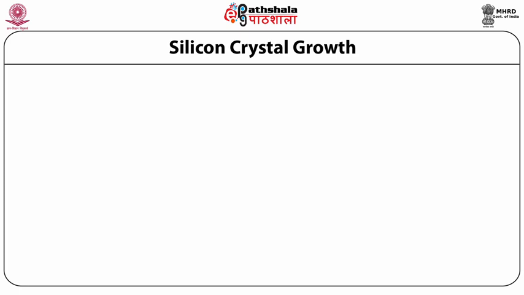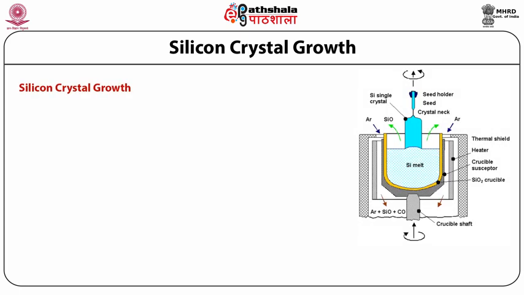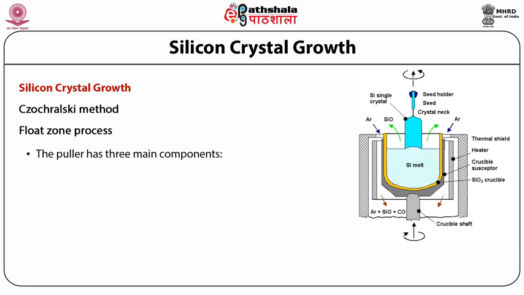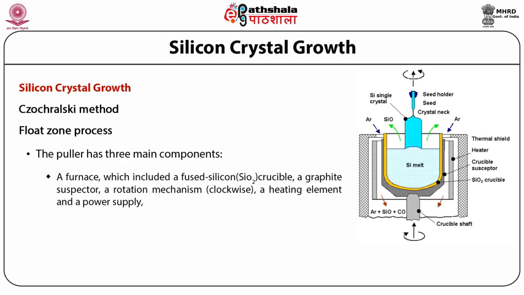So, there are two methods to fabricate a silicon crystal. First is the Czochralski method, and the second one is the float zone process. Here we will first discuss the Czochralski method. This technique uses an apparatus called a crystal puller as shown in this figure. The puller has three main components: a furnace which includes a fused silicon dioxide crucible, a graphite susceptor, a rotation mechanism which is clockwise, a heating element and a power supply.